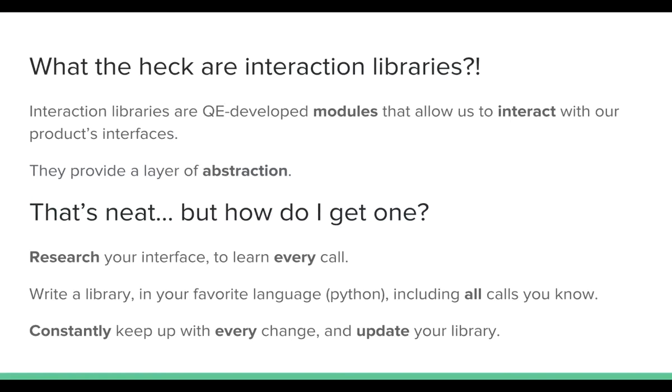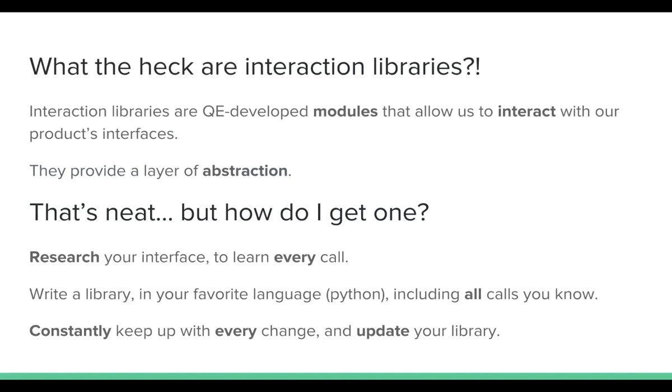So you're like, yeah, that's neat, but how do I get one? First, you have to do a lot of research into your interface and learn every API call that's available, all the arguments, everything like that. Then you have to write a library in your favorite language, which of course is Python, including all the calls that you know. And then from there, once you have that initially developed, you have to constantly keep up with every single change and update to your library.